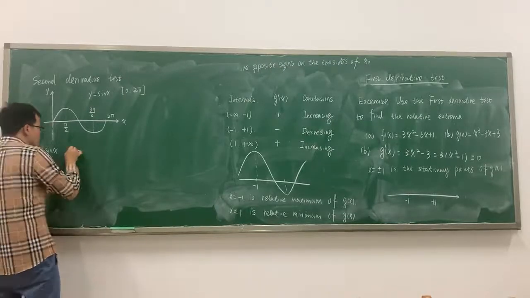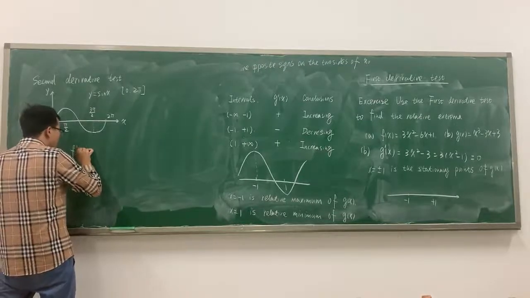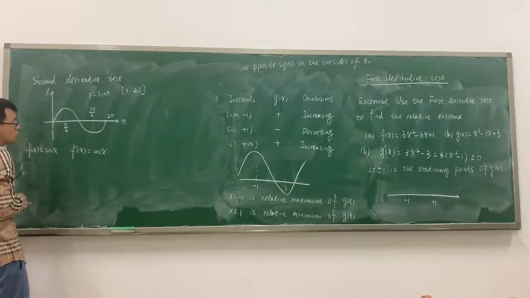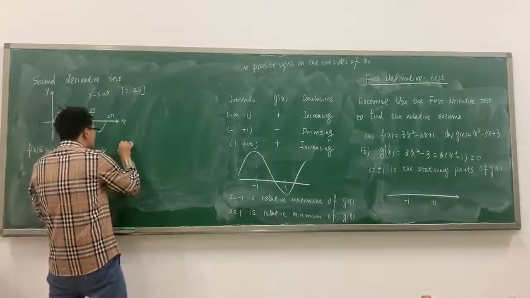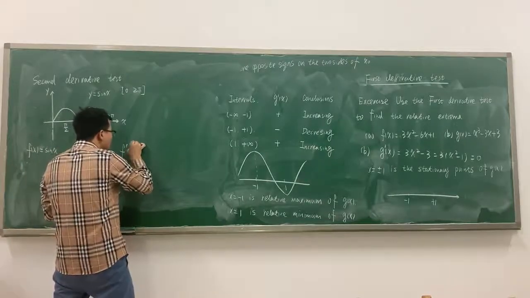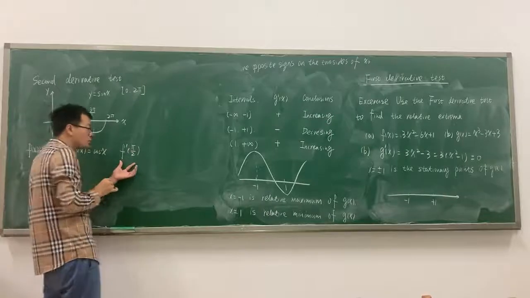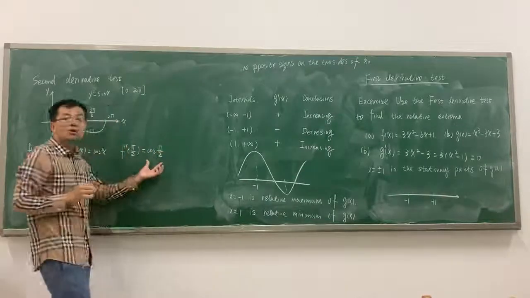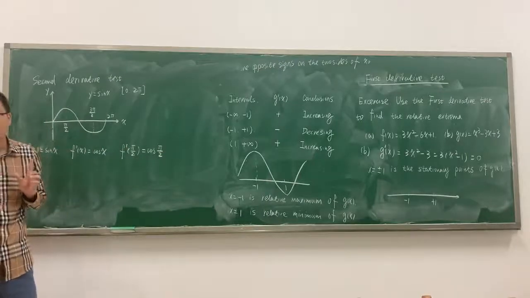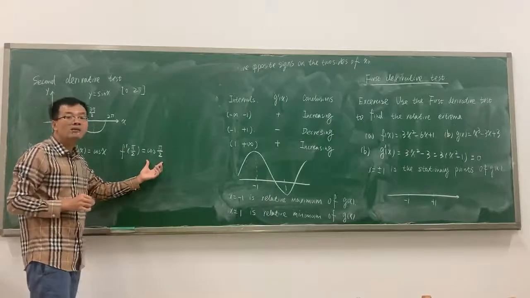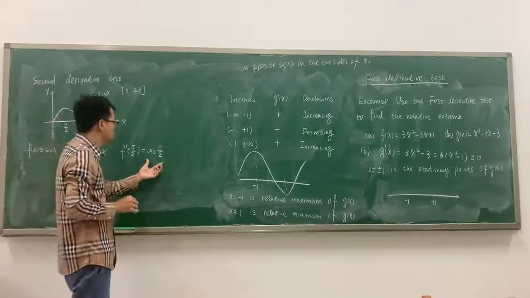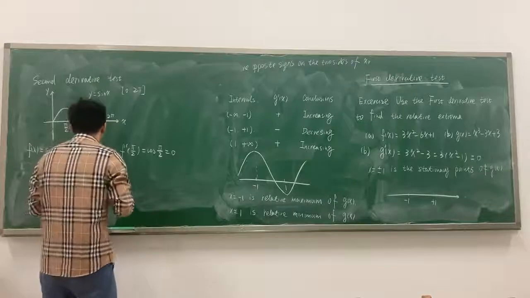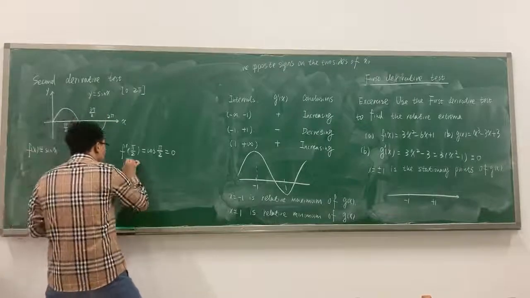f(x) equals sin x. So f prime x equals what? Equal to cosine x. So we can see f prime of 1/2 pi equals what? Equal to cosine 1/2 pi. Cosine 1/2 pi is what? 0, yeah, 0.